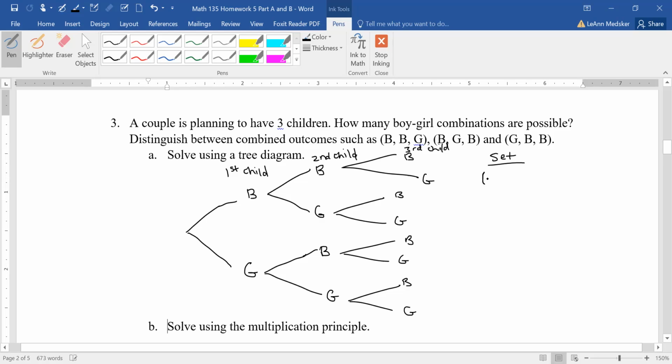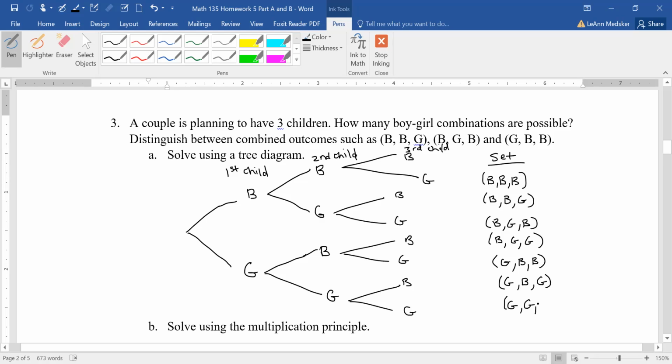So if we wanted to actually list out all of our possible sets, we could have boy, boy, boy. I'm just following the tree branches, boy, boy, girl. Now I've exhausted all branches off of that route. We could have boy, girl, boy. We could have boy, girl, girl. We could have girl, boy, boy. We could have girl, boy, girl. We could have girl, girl, boy. And then girl, girl, girl.